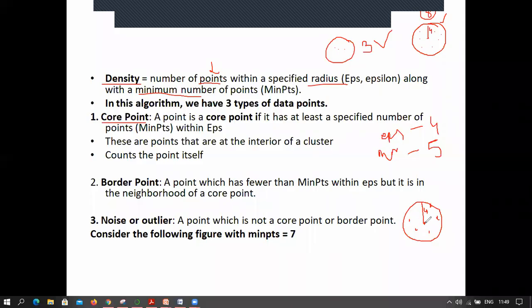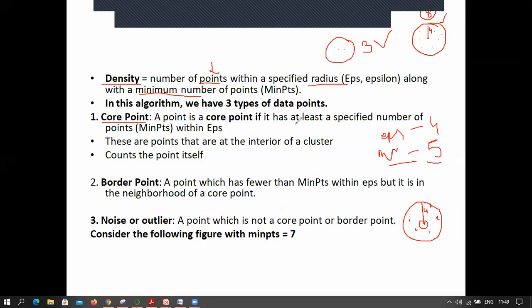Now, including this center, 1, 2, 3, 4, 5, and 6 are there. What I wanted is that the minimum number of points should be 5. I'm saying in this algorithm, if I'm drawing a circle and I'm getting 5 or more than 5 data points, then this data point is called a core point. So what is a core point?